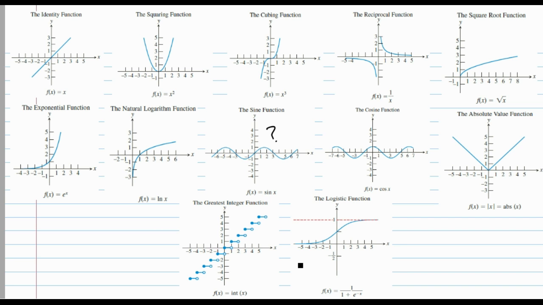And then the logistic function, it does have this kind of opposite thing going on, but it's not opposite the origin. It would look like that if it was symmetric to the origin. So no. So I'm guessing it's the sine function.